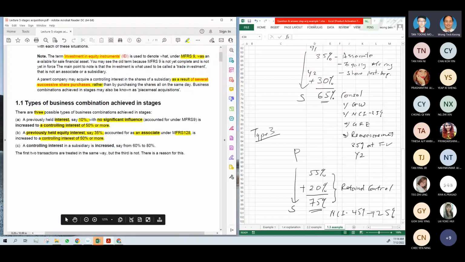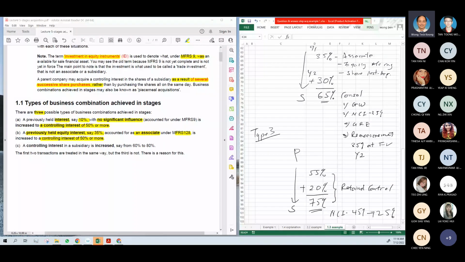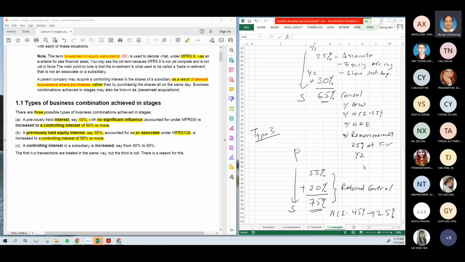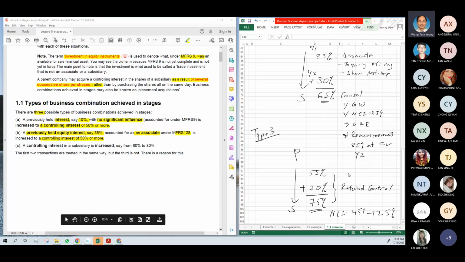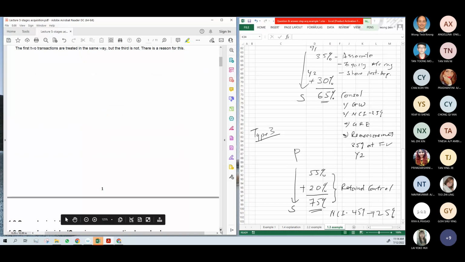Okay, each type's treatment is different, but I won't tell you now first. I just want you to know the 3 types. Good question. So each of the 3 types of accounting treatment is different. Just like I told this student, type 3 is different. You need to compute at 55%, not 75%. So this is the movement between the parent shareholder and the NCI shareholder. We will come to that, don't worry.